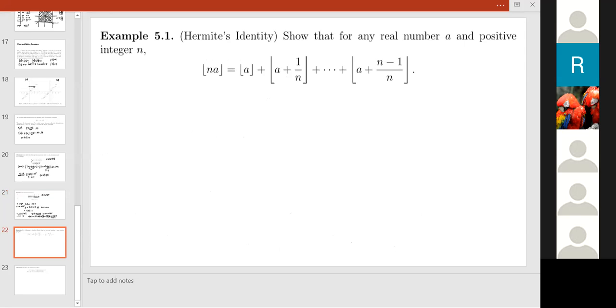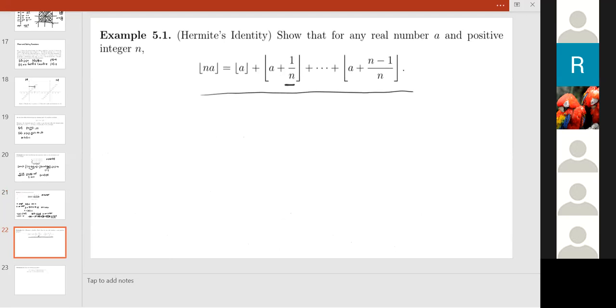So now we have the following example. This is called Hermite's identity. You want to show that for any real number a and positive integer n, we have this. So first we take the case where a is an integer. If a is an integer, then 1 over n, 2 over n, all the way up to n minus 1 over n are strictly between 0 and 1.